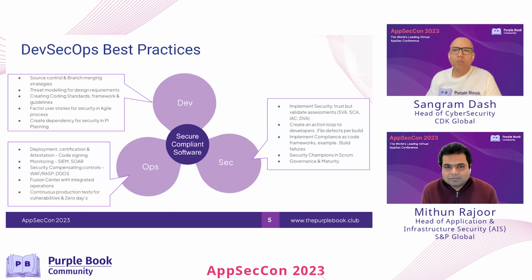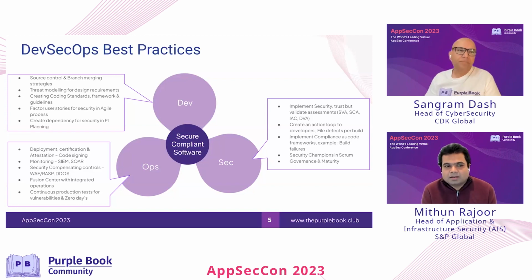Now let's talk about the dev first, right? Obviously, if I talk to a developer, since I'm a developer, I would be concerned with what tools and technologies I've been using. What are the source control and branch merging strategies? How do I merge my branches? How do I keep version control track of it? How do I know what's been deployed versus what's been an incremental deployment? That's what source control and branch merging strategies are going to talk about, like I touched on a little. Then your threat modeling for design requirements.